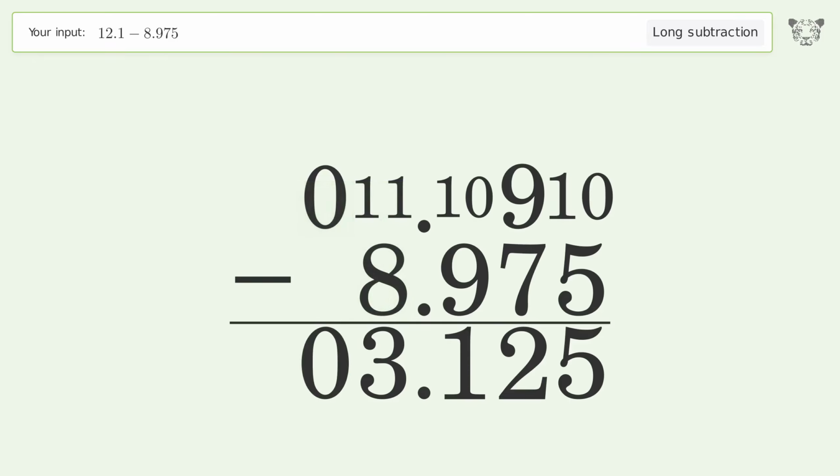Write 0 in the tens place. And so the final result is 3.125.